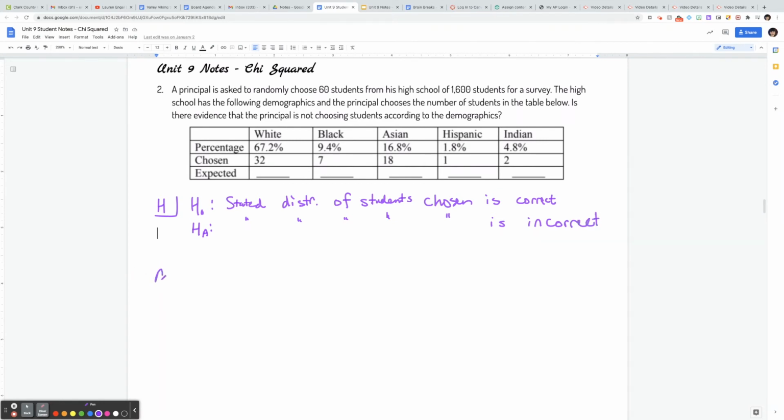Okay, all right, remember A stands for assumptions. Okay, so your randomness condition, we're good there because they said randomly chose 60 students. So you would say SRS stated in problem. Okay, for the 10% condition, my sample size is 60, so I would do 10 times 60, which is 600, and that's obviously less than the total number of students, because they told us the total number of students was 1,600.